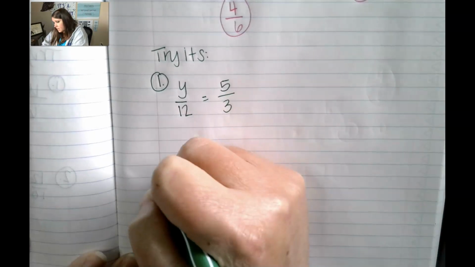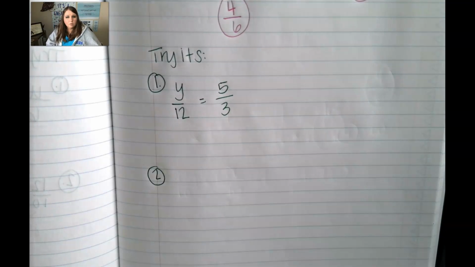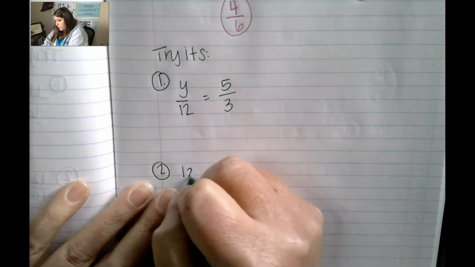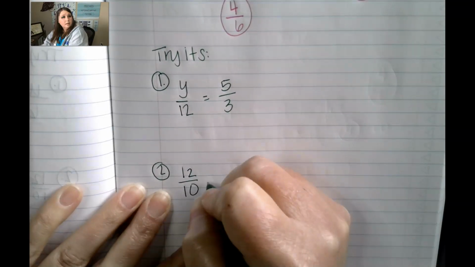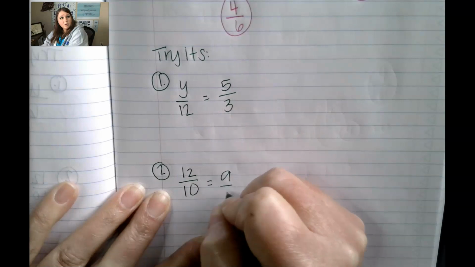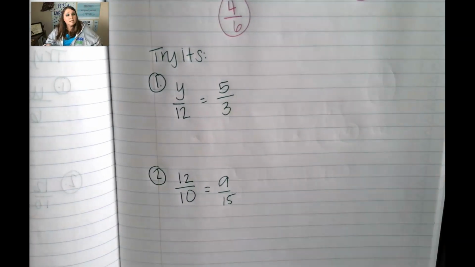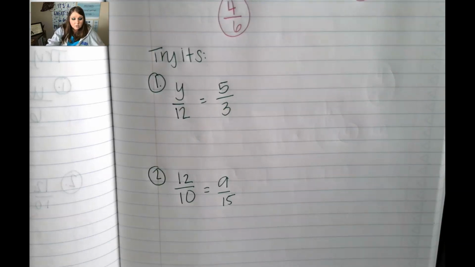And then try-it number 2. On try-it number 2, we're going to solve 12 over 10 equals a over 15. Okay, go ahead and hit pause right now so you don't hear me solving, and then when you're ready, come on back to the Google Meet and check your level of understanding.